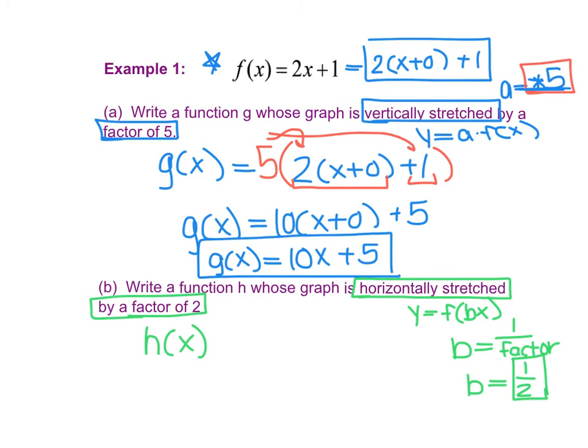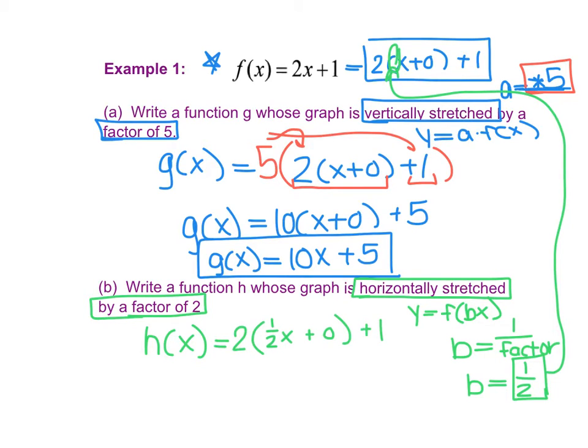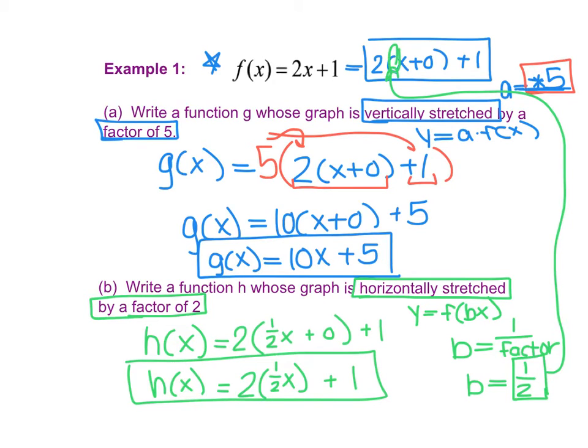So now from here, we're going to take this b value that we calculated, and we're going to put it as a coefficient right here in front of x. So we have h of x equals 2, parentheses, 1/2 x plus 0, plus 1. Now if you want to do some cleaning up here, you certainly can. You can write 2 times 1/2 x plus 1. But I want to be able to see that horizontal stretch that you added into your function.